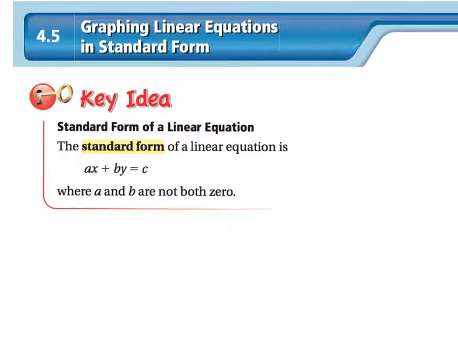Now standard form looks like this. ax plus by equals c. Now a and b are coefficients and c is just a constant. So a, b, and c are all numbers. Now a and b cannot be 0 because if they are, it's not in standard form. For example, if a was 0, this would be 0 times x, which means the x term wouldn't even be there. So standard form, ax plus by equals c.